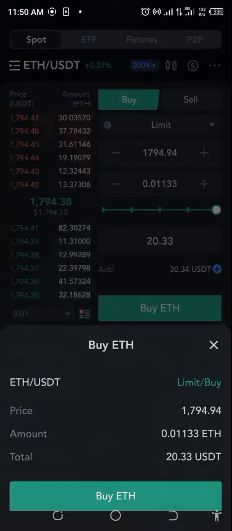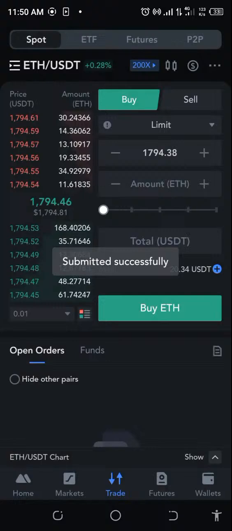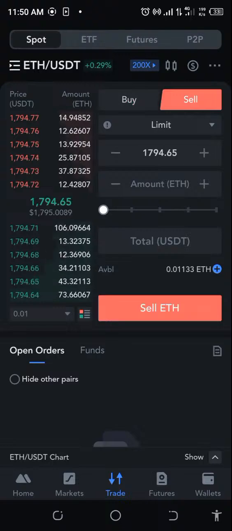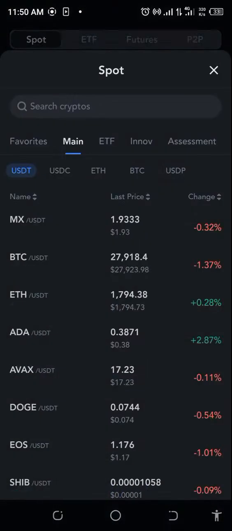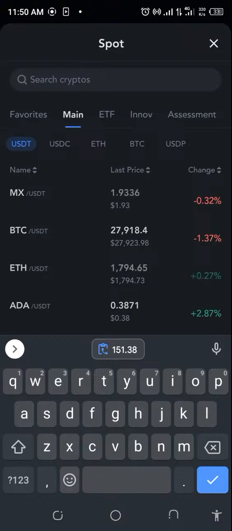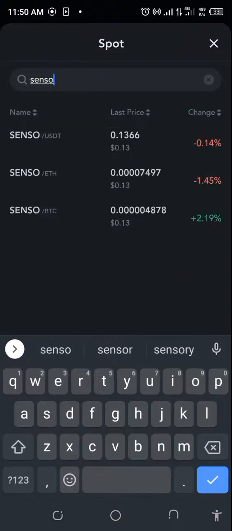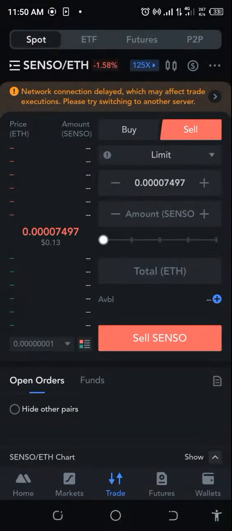Alrighty. So we do this. Let's hope it bought. Did it buy successfully? It did. Okay. Let's go to Senso. Let's hope we won't be tied down by this. Senso USD. Senso ETH. Don't forget it was Senso ETH.